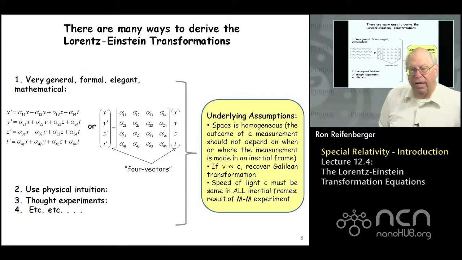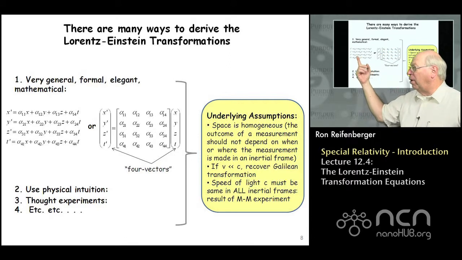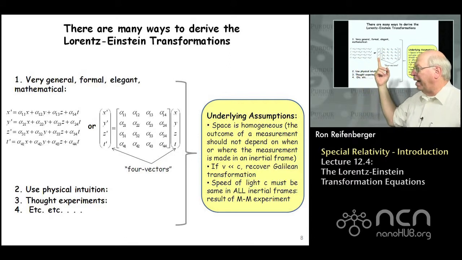It turns out there are many ways to derive these Lorentz-Einstein transformations. Perhaps the most elegant way is to write out the coordinates and the time in the prime system and connect those to the coordinates and time in the unprimed system using a 4x4 matrix, where in principle ahead of time we know nothing about the elements of this matrix.